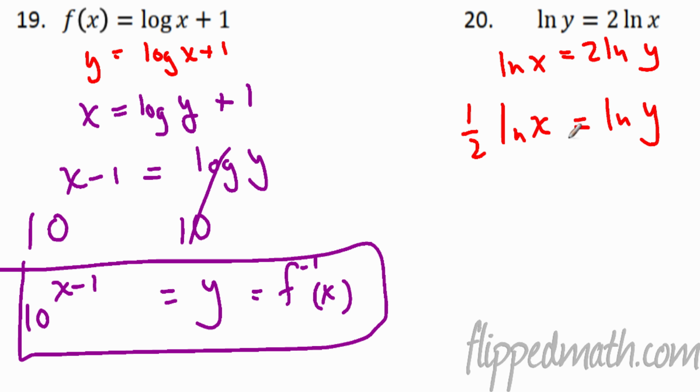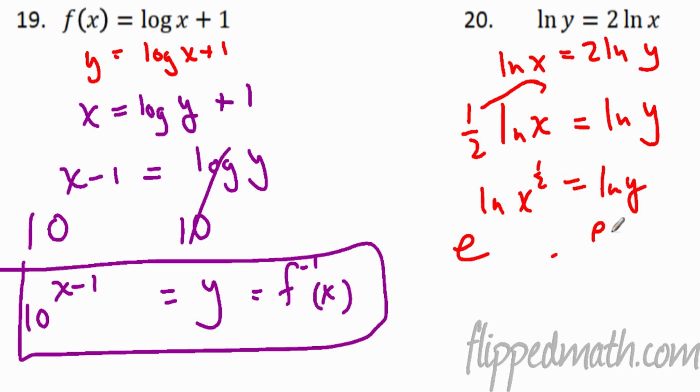And now how do you get rid of natural log? That is the exponent I use on e. So I'm going to raise e to this power. Well, you know what I'm going to do first? Let's put that half up here on x. So the natural log of x to the 1/2, right? Because that exponent, you can put it up there, equals natural log of y.